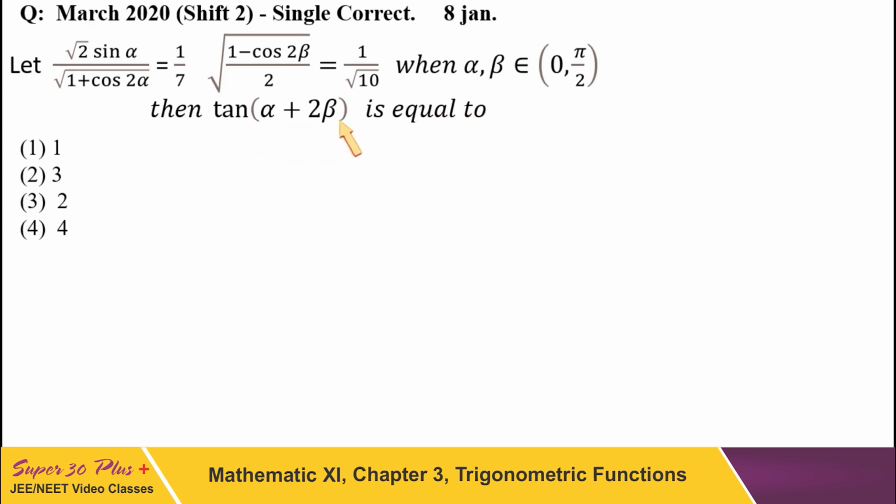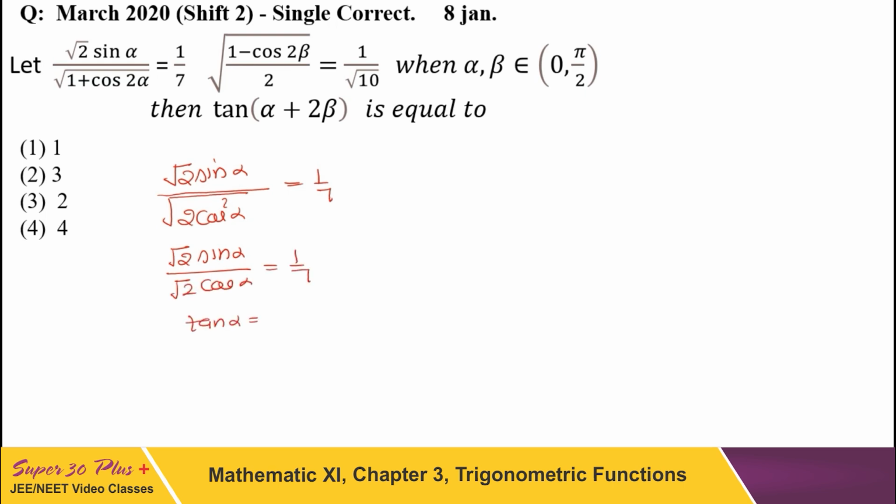First of all, we have to simplify root 2 sin alpha whole upon root of 1 plus cos 2 alpha. As we know, 1 plus cos 2 alpha is 2 cos square alpha within a square root, is equal to 1 by 7. Between 0 to pi by 2, cos alpha is positive. That's why we can write it as root 2 sin alpha upon root 2 cos alpha is equal to 1 by 7. It is tan alpha is equal to 1 by 7.